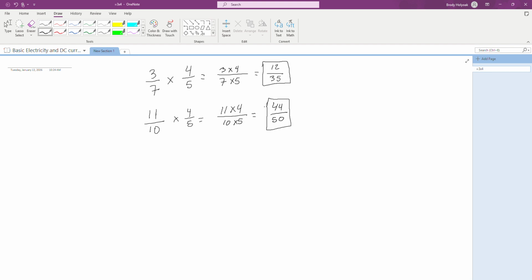This also works for whole numbers as well. If I have 3 of something, that is the same as 3 over 1. And I can multiply that by my fractions. So if I have 3 times 4/5, I have to remember, where's my numerator, what's my denominator? So when I go with a whole number, I have to remember that it's 3 over 1 instead of just 3. So then I get 3 times 4 over 1 times 5. And so then I end up with 12 over 5 for my final answer.